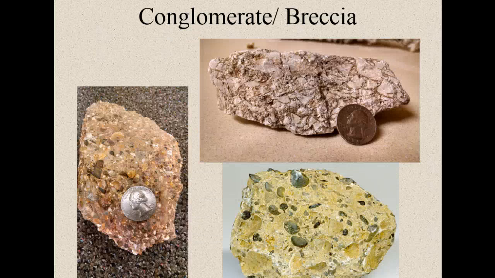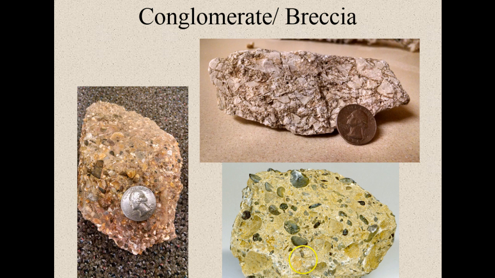So let's look at some common detrital sedimentary rocks. If we look down here on the left side, we can see a rock. We can easily see the different pebbles. A quarter's in here for scale. We can also, by looking at these, see that most of the pebbles inside are kind of rounded off. This would be an example of a conglomerate.